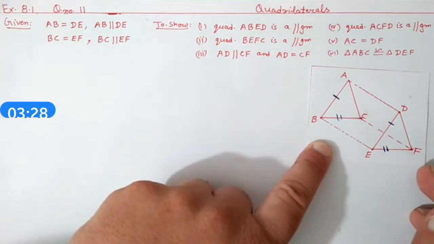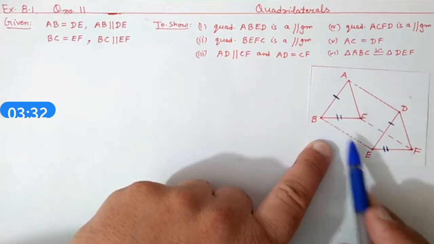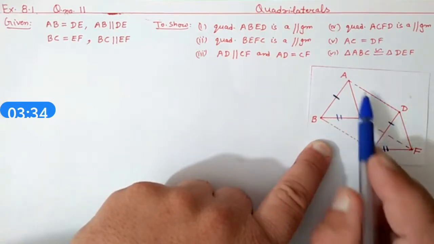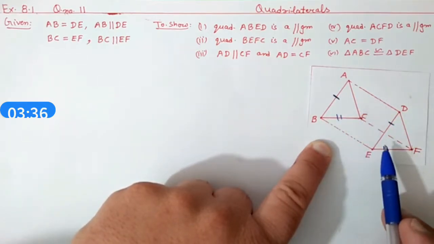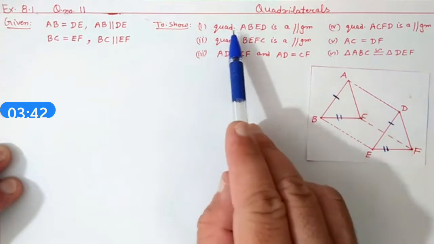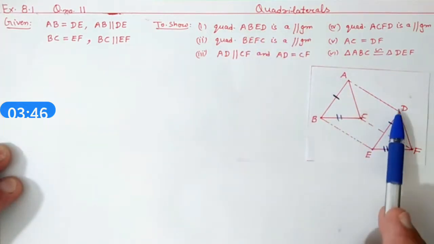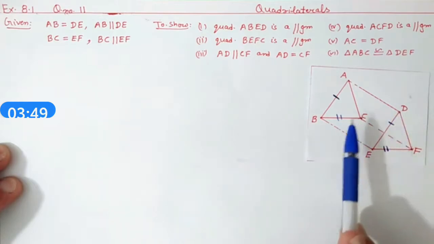Now, what we have to do in this question? In this question, first of all, we have to show that ABED is a parallelogram, then ACFD, and then BEFC. All these three quadrilaterals, we have to prove that they are parallelograms. So we will solve these one by one. Okay, come to the first part.